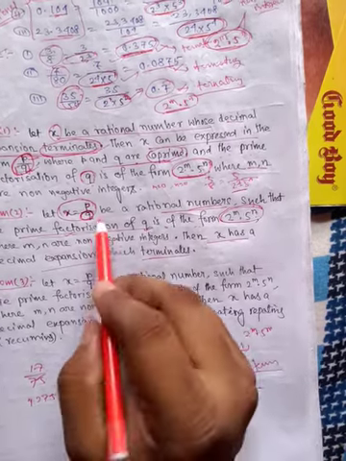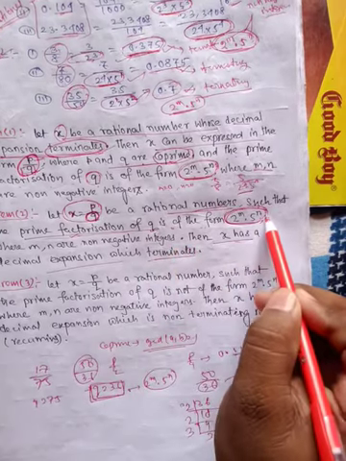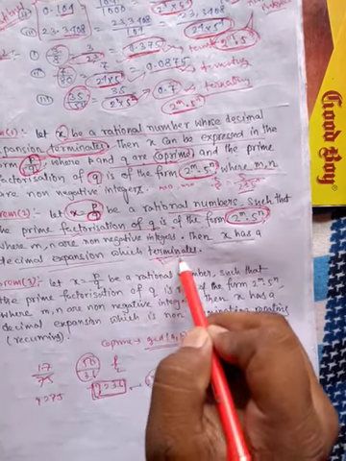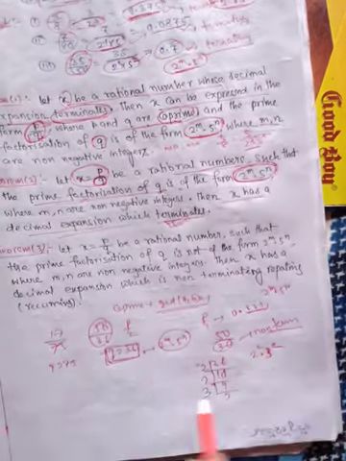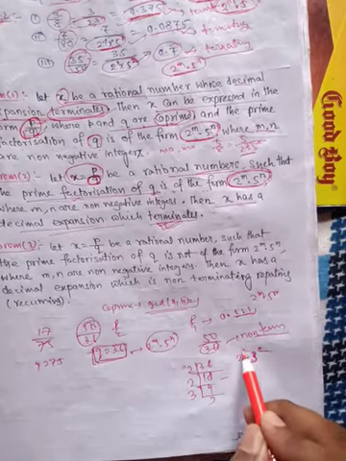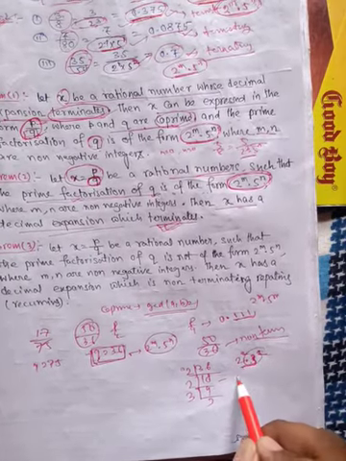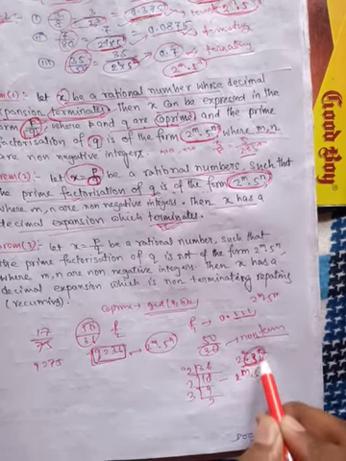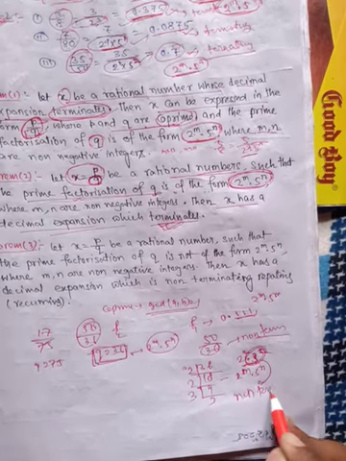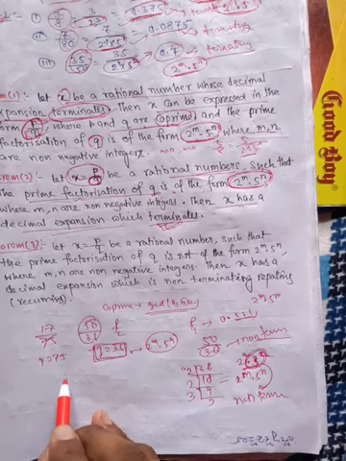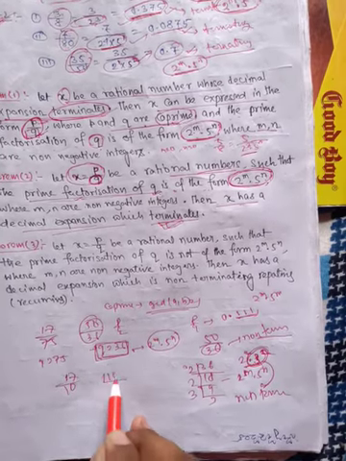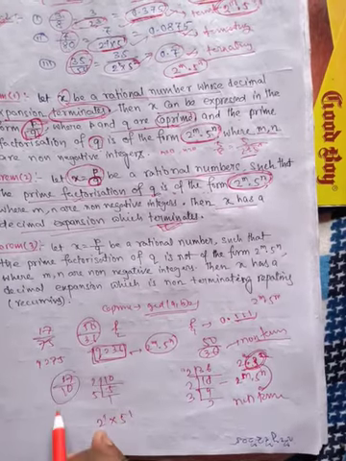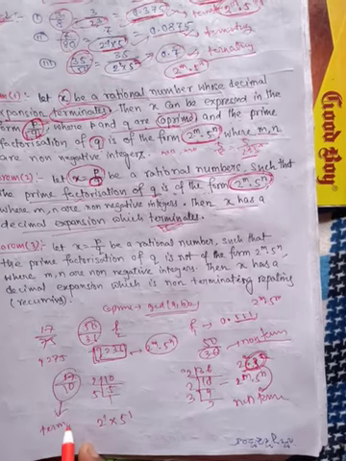So if the prime factorization of q is of the form 2 to the power m into 5 to the power n, then the decimal expansion is terminating, otherwise it is not terminating. For example, here 2 squared into 3 squared is not of the form 2 to the power m into 5 to the power n, because there is another prime factor 3, so this is non-terminating. But suppose there is a number 17 by 10. The denominator is 10, which is 2 into 5, so it is of the form 2 to the power 1 into 5 to the power 1, and these numbers' decimal expressions are always terminating. Understood?